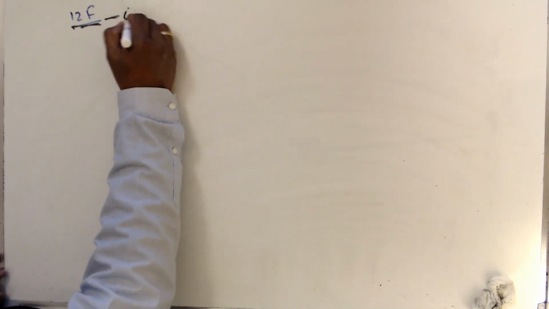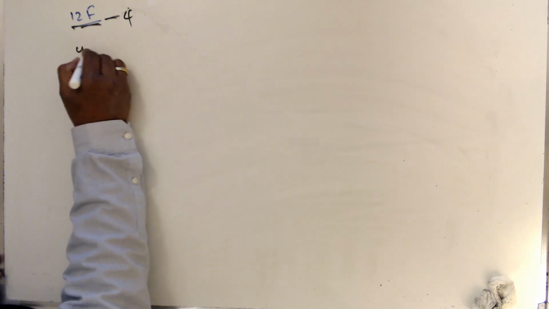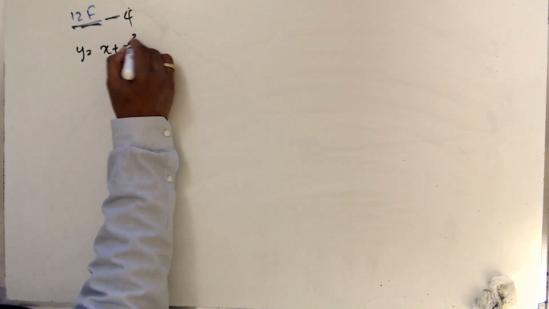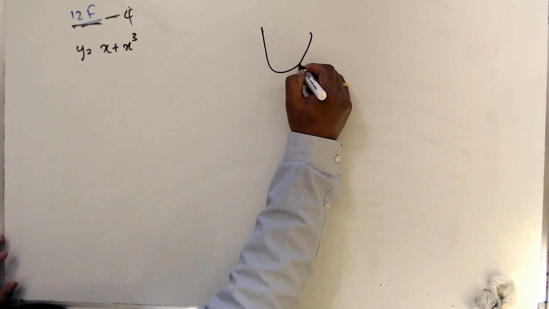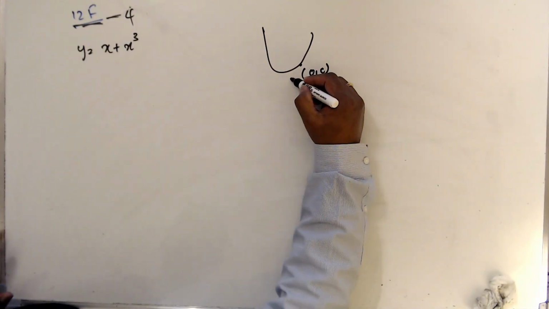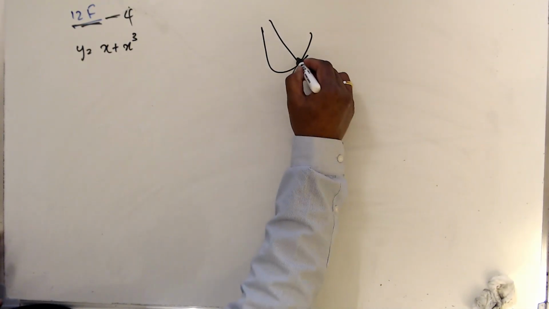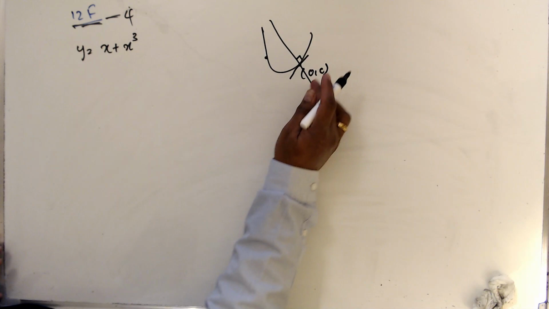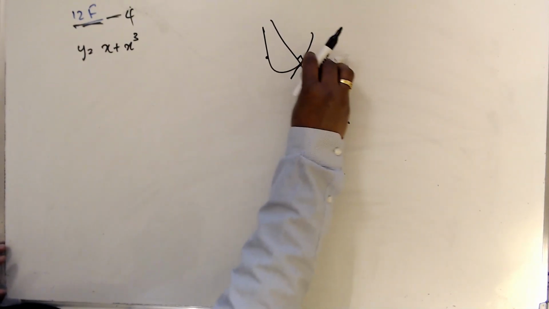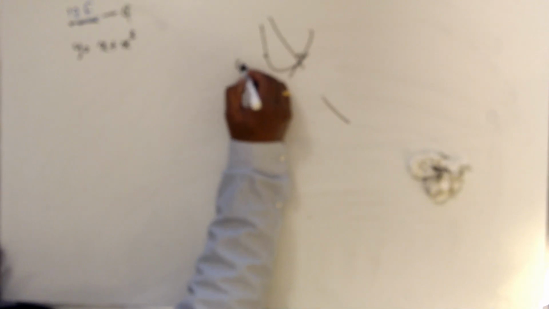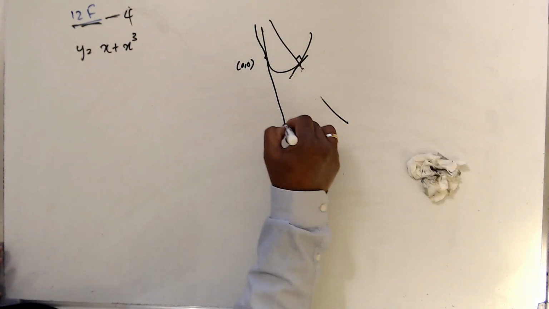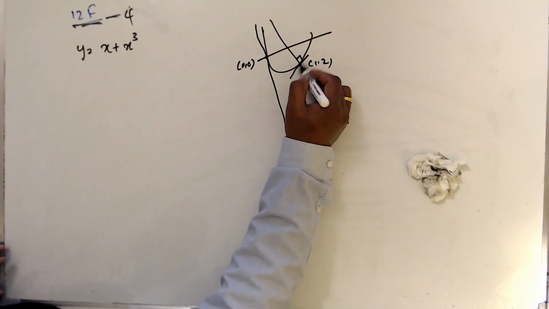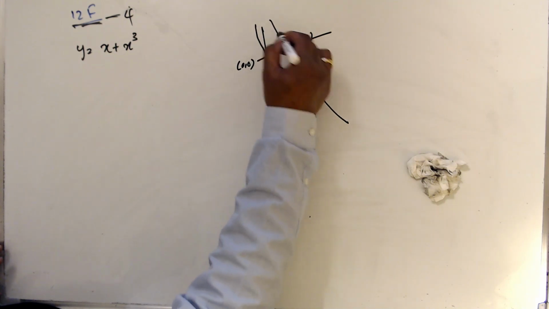Question number 4. The curve is this one, y = x + x³, and two curves. One is at 0, 0, tangent. So this is the normal. And another point here, that is 1, 2. Let me change the side. This is 0, 0, and this is the normal. And this is 1, 2, and this is the normal. So normal meets.